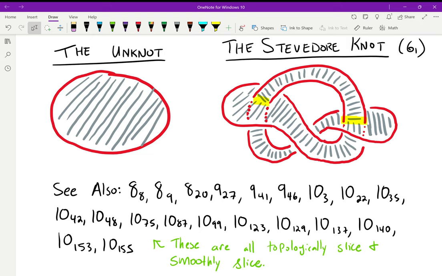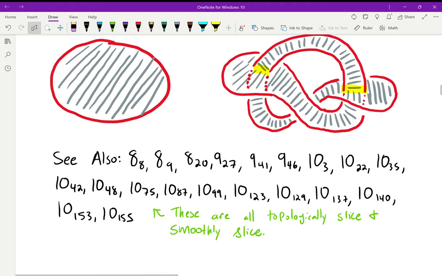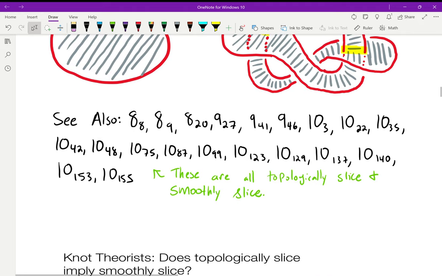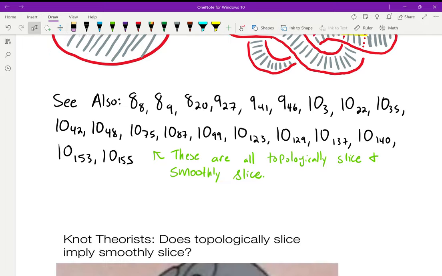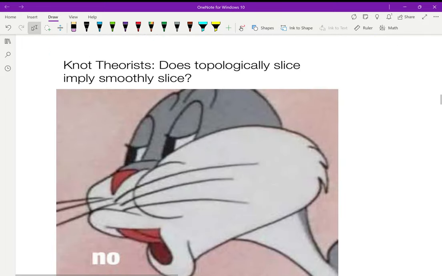And so with this mountain of evidence, it might seem to be the case that if you have topologically slice, does that imply smoothly slice? That appears to be the question. And of course, when I ask a question like that, as Polly says, the answer is no. The answer is a resounding no.